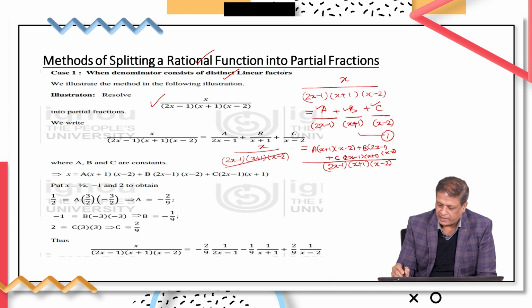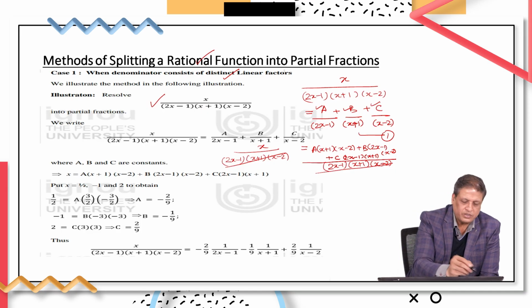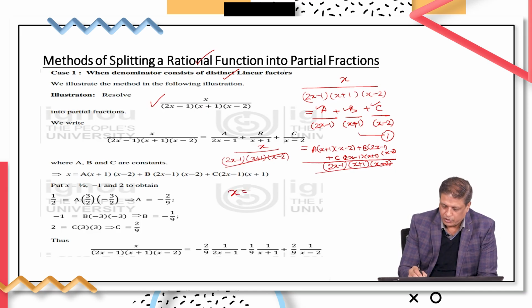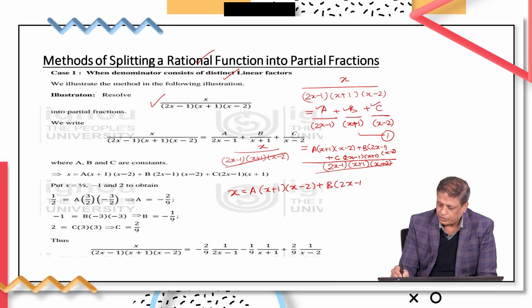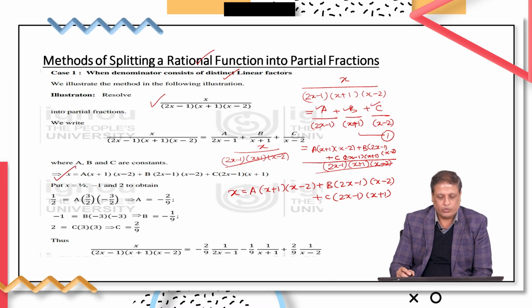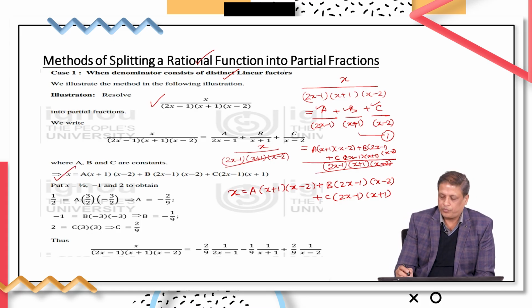From the left hand side and right hand side the denominator portion will be cancelled out, and what we get is x equals A into (x plus 1) into (x minus 2) plus B into (2x minus 1) into (x minus 2) plus C into (2x minus 1) into (x plus 1). So, this is the equation we get. Now, the mechanism to solve it is to find for what values of x the right hand side components will vanish, that is, turn out to be 0.